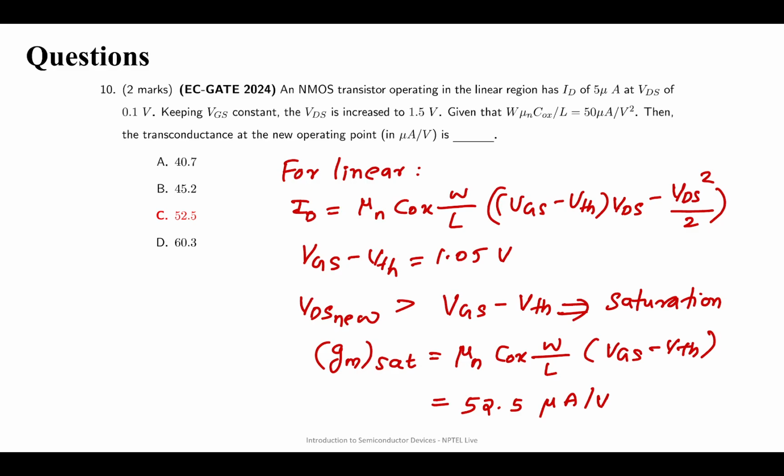For linear region, the current is given as mu Cox W by L times (VGS minus VTH) times VDS. From this, you can calculate VGS minus VTH equals 1.05 volts. When VDS is 1.5, it becomes saturation region, and the saturation region transconductance is given as mu Cox W by L times (VGS minus VTH), which you can solve using the equations given, and it comes out to 52.5 microamperes per volt.